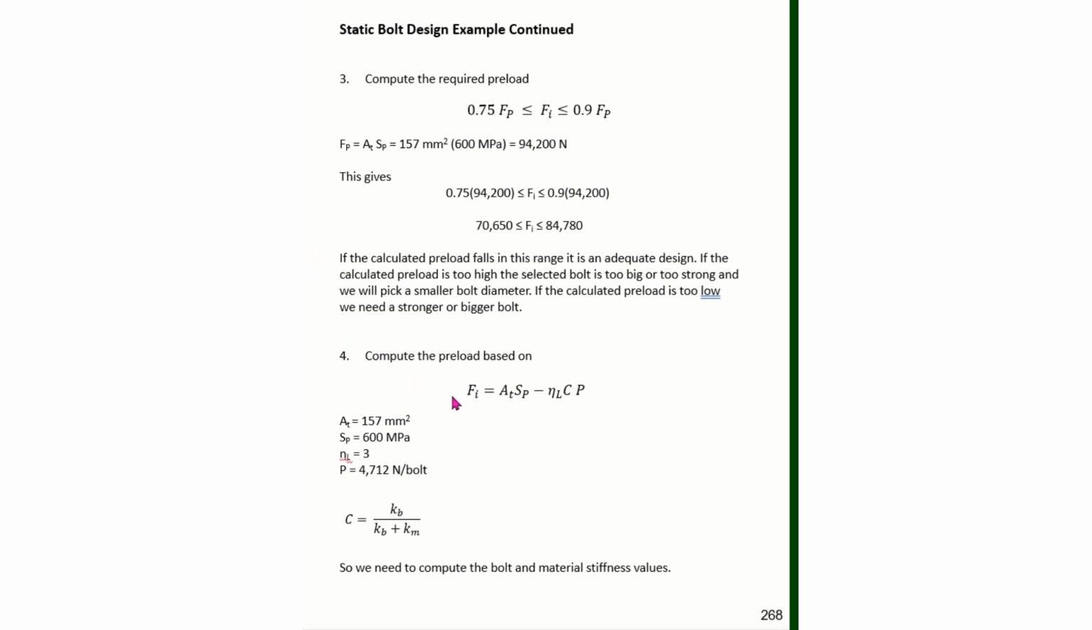So now we come down to compute the preload, and to compute the preload we use this expression here. We know A_T and we know S_P. We know our safety factor was given as eta_L equals 3, and we know the load per bolt is 4,712. What we need to do is compute the joint stiffness C. And to do that, we need to compute the bolt stiffness and the member stiffness.